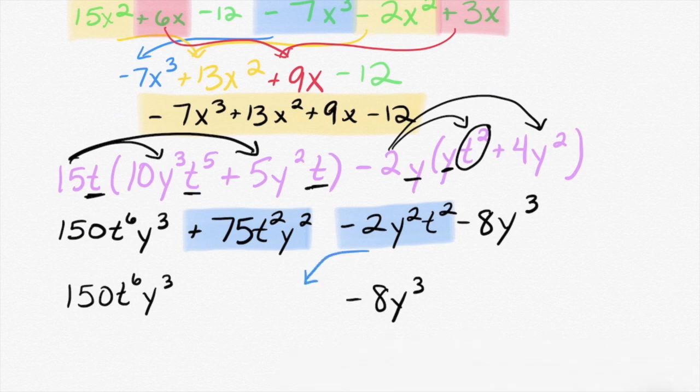But in the middle, when I combine plus 75 and minus 2, what do I get? Positive 73. And I can do t squared y squared, or I can do y squared t squared. The order does not matter. And that is the answer.